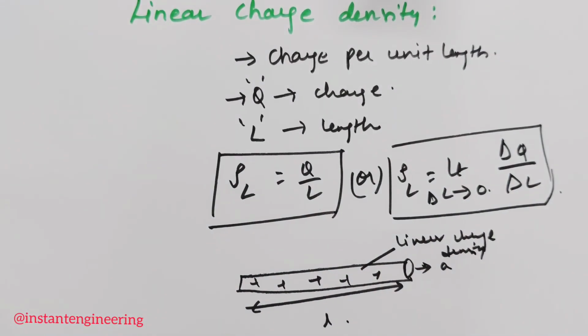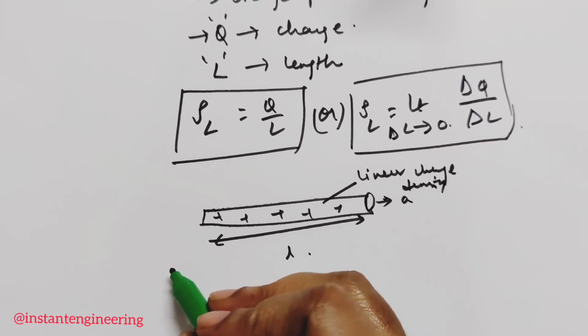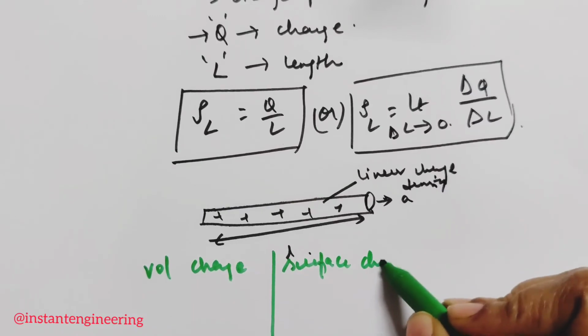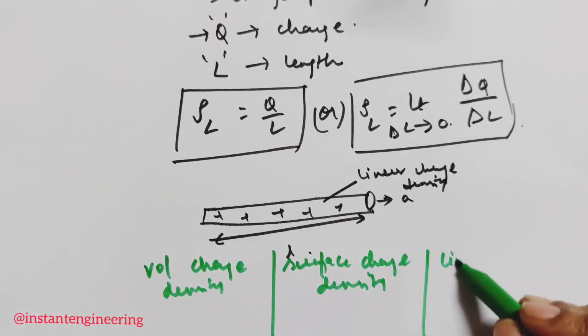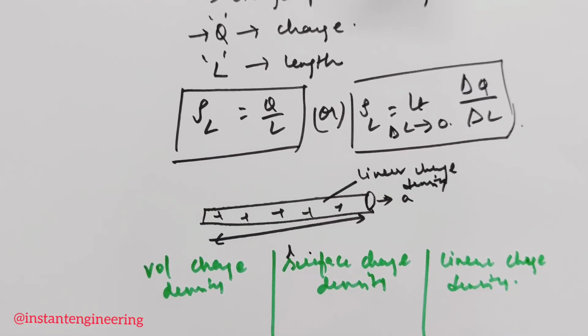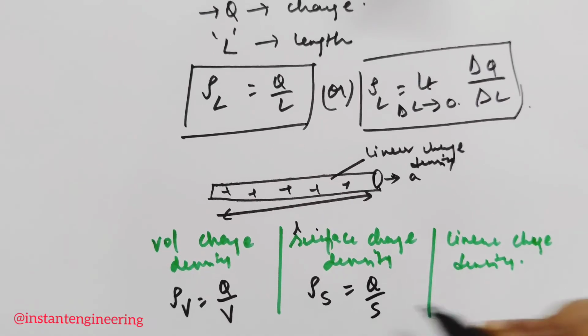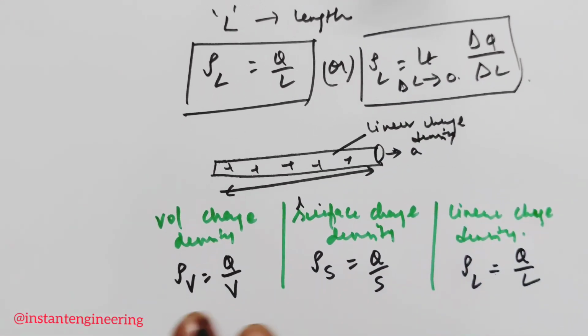So we have seen surface, linear and volume. I'll just briefly write them for a little more understanding. First is volume charge density, next is surface charge density, and next is linear charge density. For these, the formulas are rho v is equal to q by v, rho s is equal to q by s, and rho L is equal to q by L. For non-uniform distributions, you can just apply limits. I think this is clear: charge density for volume, for surface and for linear.